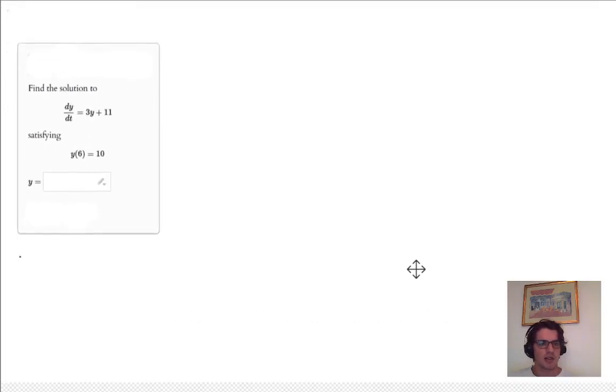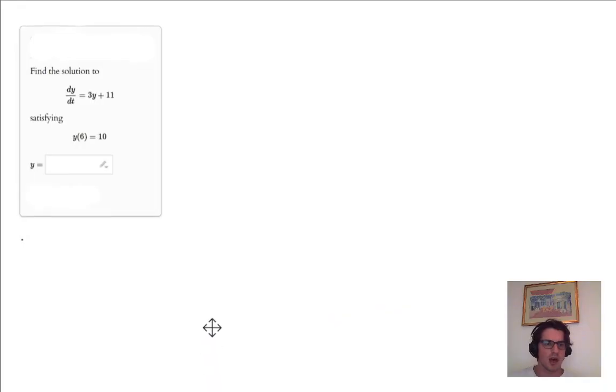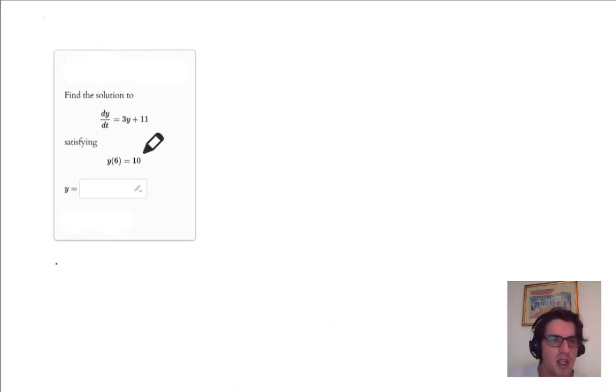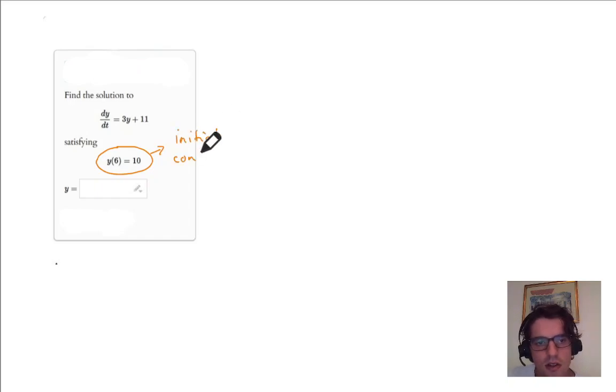Okay, here's the last one. Something that I haven't mentioned yet is this. We have a differential equation, and then we're going to plug in specific values. These values would be called the initial condition. Okay, we'll see what that requires us to do. This looks so much like our ansatz.